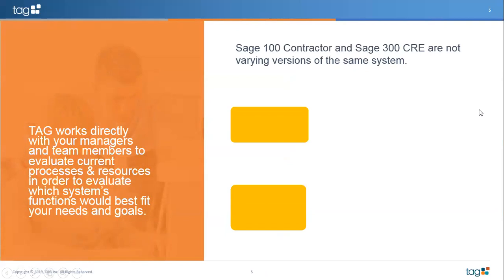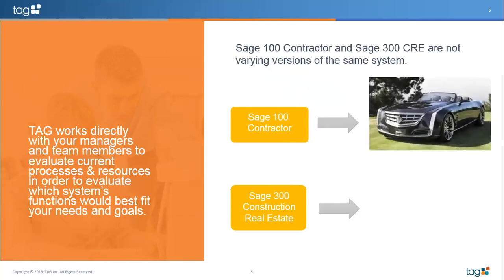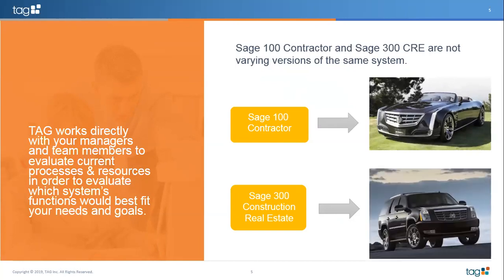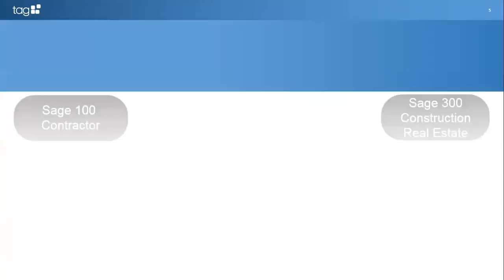Okay, so this is a question that I've gotten before. Is 100 Contractor and 300 CRE the same system, but just sort of a bigger version of the other? And the answer is no. A lot of people might compare it to a vehicle, a sedan or Cadillac versus the big dog SUV, and it is definitely not the case. Everything is completely different. The user interface is different, capabilities, terminology within the system, what they refer to is different, and we'll talk a little bit about those particulars.